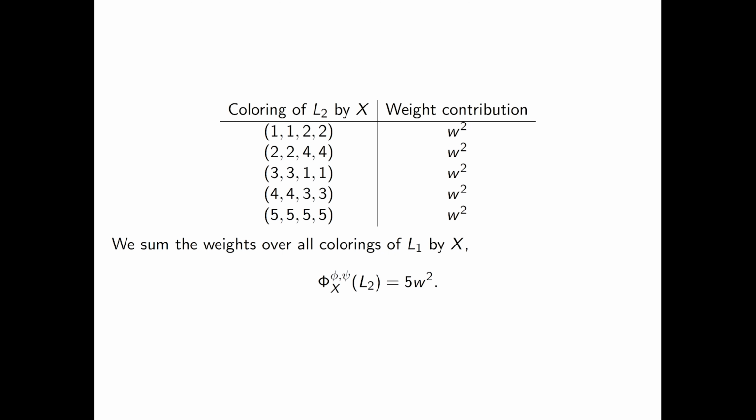We collect this information as the exponent of our variable w. Then to construct the polynomial invariant, we just sum over all of these colorings. And so we get the following enhanced polynomial invariant: 5w to the second power.